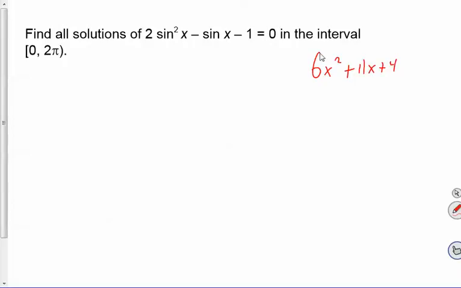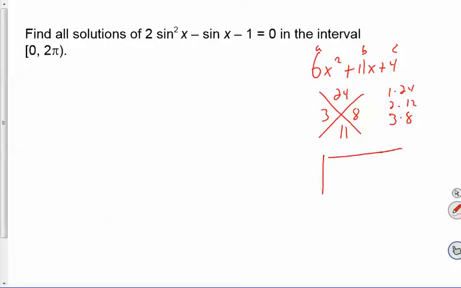If I wanted to factor that, what I'm going to do is a times c. So this is a, that's b, and that's c. A times c is 24 and b is 11. So I'm going to think of all my factors of 24 that add up to 11. That's like 1 and 24, 2 and 12, 3 and 8. 3 plus 8 makes 11. So I'm going to do that.